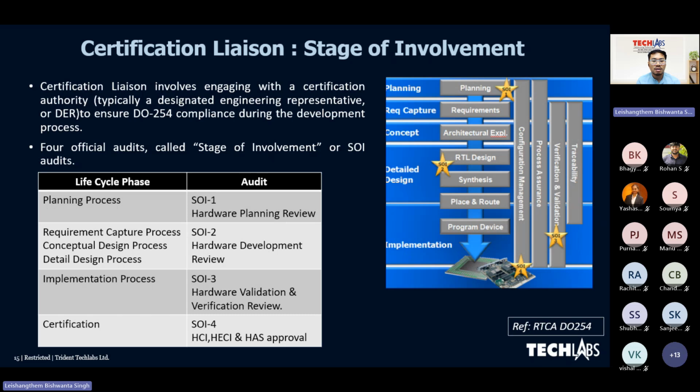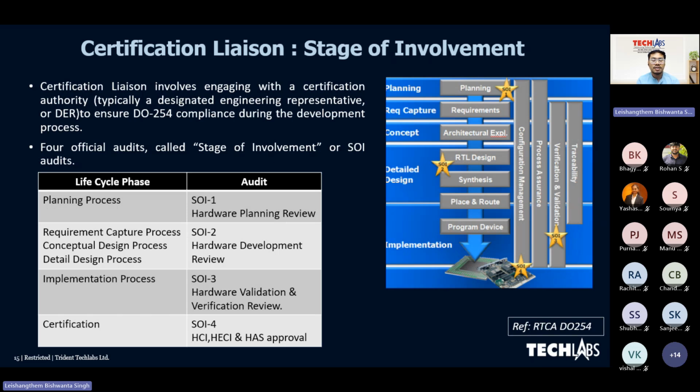The SOI 1 will come at the end of the planning process, like I have mentioned, and it is also called the hardware planning review. Once you have passed the SOI 1, only then can you move on to the next stage of requirement capture process, conceptual design process, detailed design process, and parallelly your supporting process to produce evidence, artifacts, and the lifecycle data. At the end of this process, you will have SOI 2, the hardware development review. Once the hardware development review SOI 2 has been passed, you can move on to the next stage of implementation process. And there will be a hardware validation and verification review, or a testing review, at the end of this process, SOI 3.